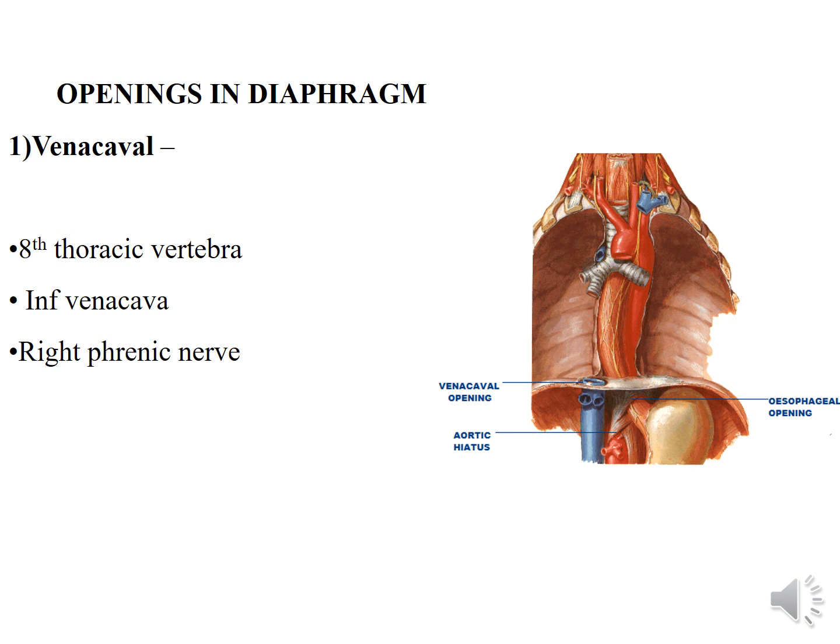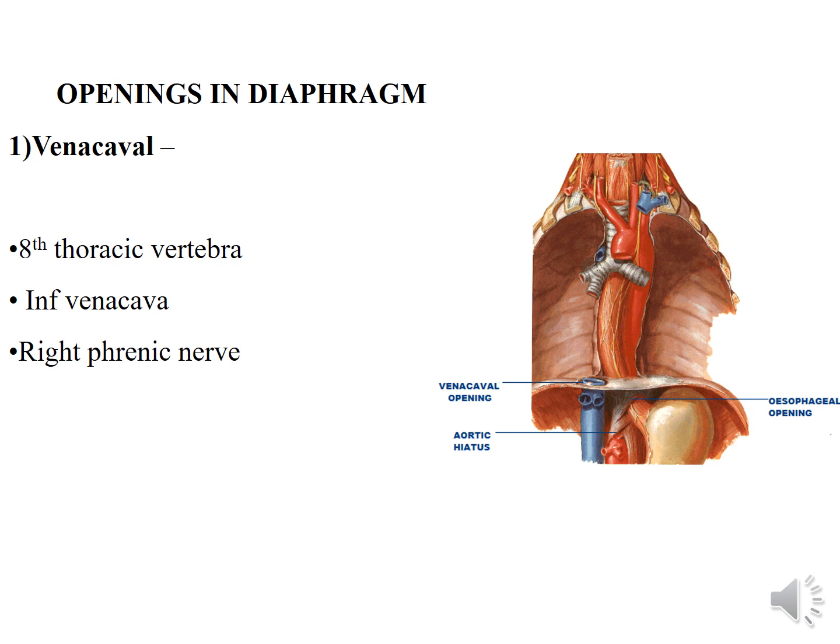So IVC is coming from the abdomen to the thorax, right? And then it is draining in the right atrium. Here we can see in the diagram how this IVC is passing through the diaphragm at the level of 8th thoracic vertebra.